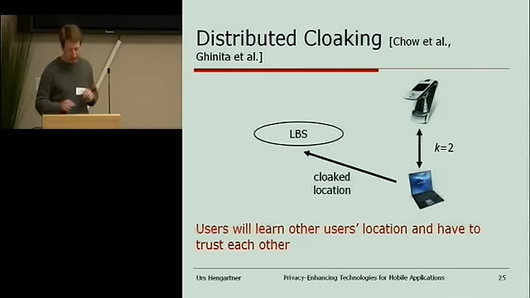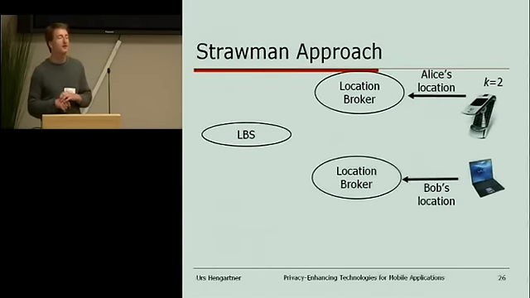And so what I'm presenting on the next slide is a strawman approach. Instead of having one location broker, we have multiple location brokers. And if you think about it, this is what we have in real life, right? There is not a single cell phone provider that knows where everybody is at all the time.